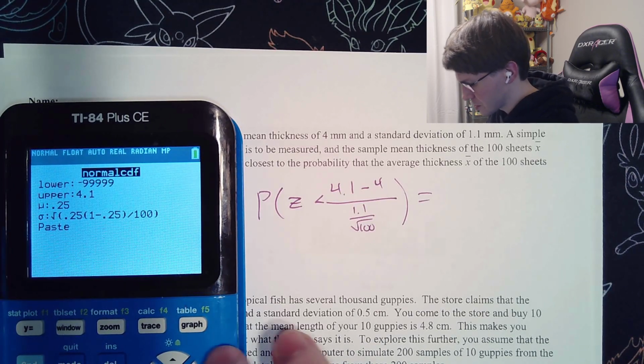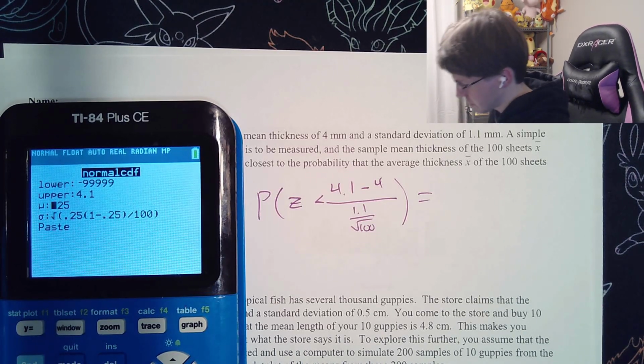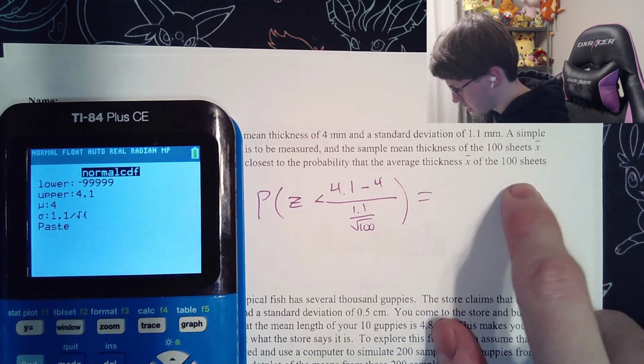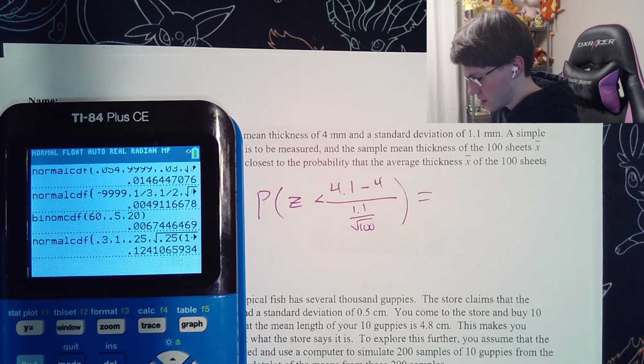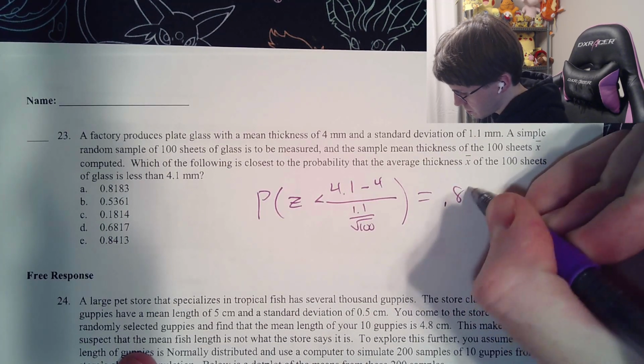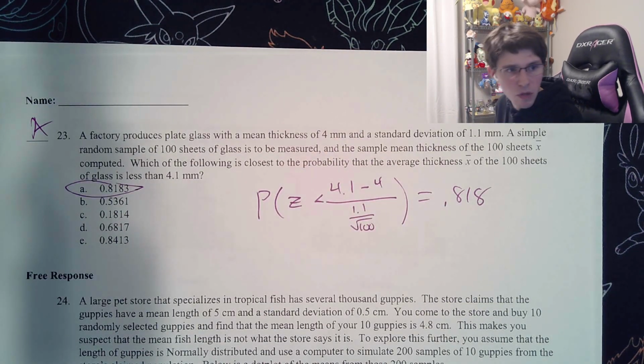You could enter in 0 for this particular question because you can't have a negative thickness. It doesn't make sense to have a negative thickness. So what is our average? 4. And our standard deviation here is going to be 1.1, not square root yet, 1.1 divided by the square root of 100. And we get 0.818. Which one is that? Letter A. Boom, boom, boom. We did it.